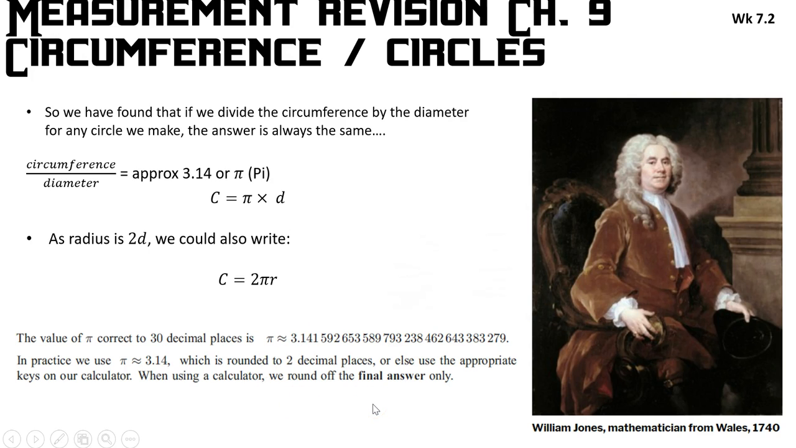Or else we use the appropriate key on our calculator. So if we're calculating something with the technology, we just press the pi button and it's using a lot more decimal places. We round off the final answer after we've calculated everything in a calculator. So there's a lot more decimal places in the pi. Once we get the final answer, we just round it down.